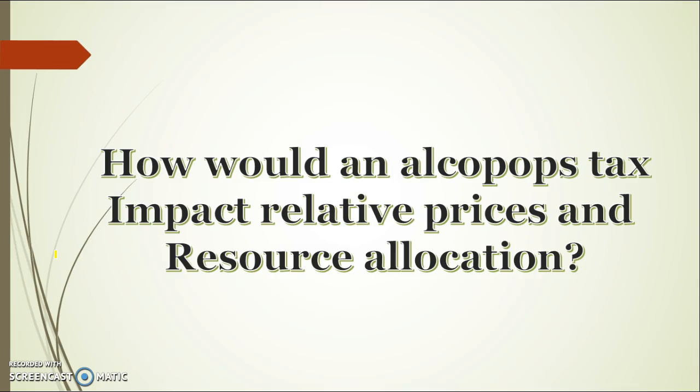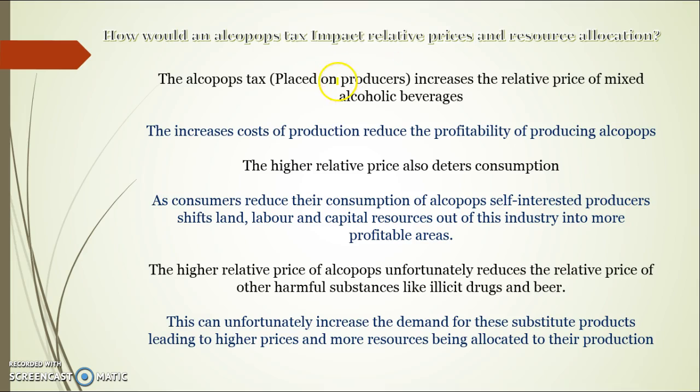How can an alcopop tax impact relative prices and resource allocation? What's an alcopop tax going to do to the relative price of alcopops? It's going to increase the relative price. So the alcopop tax, which is placed on producers, increases the relative price of mixed alcoholic beverages because of the increase in cost of production. This reduces the profitability of alcopops. The higher relative price also deters consumption, or there's a contraction in demand. And as consumers reduce their consumption, self-interested producers shift their land, labour and capital out of this industry into more profitable areas.